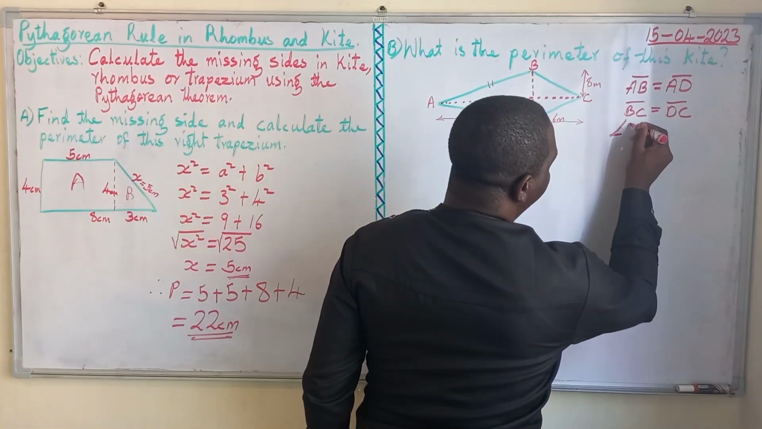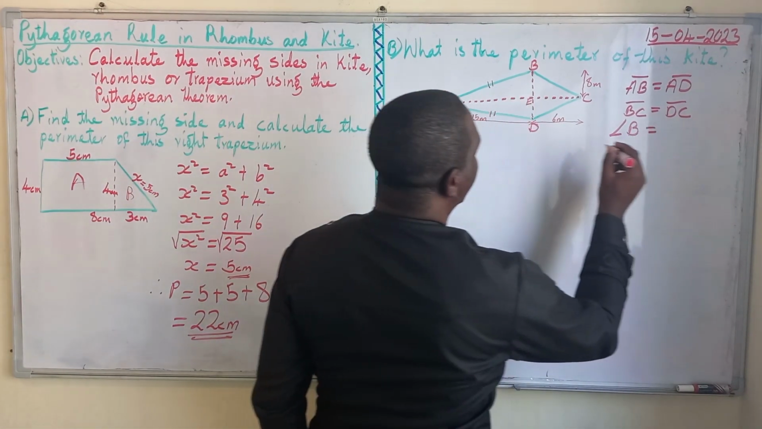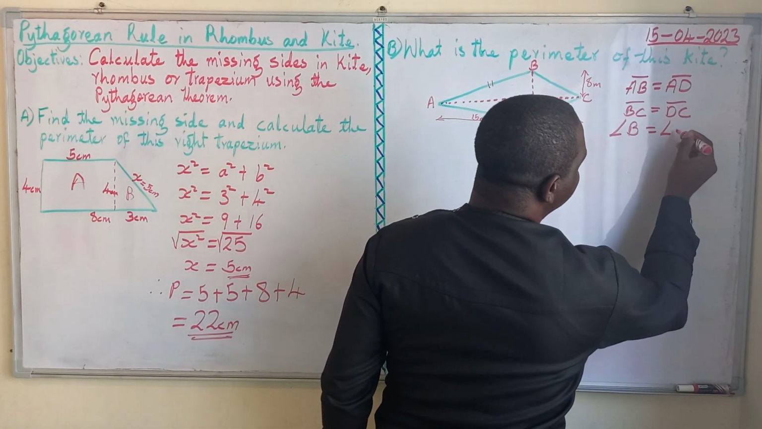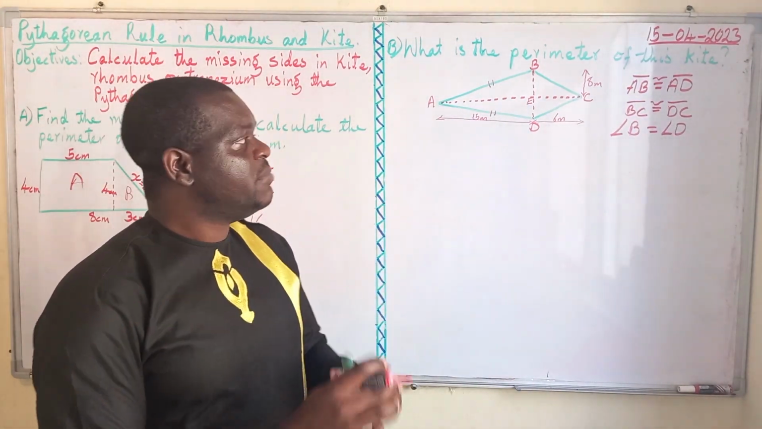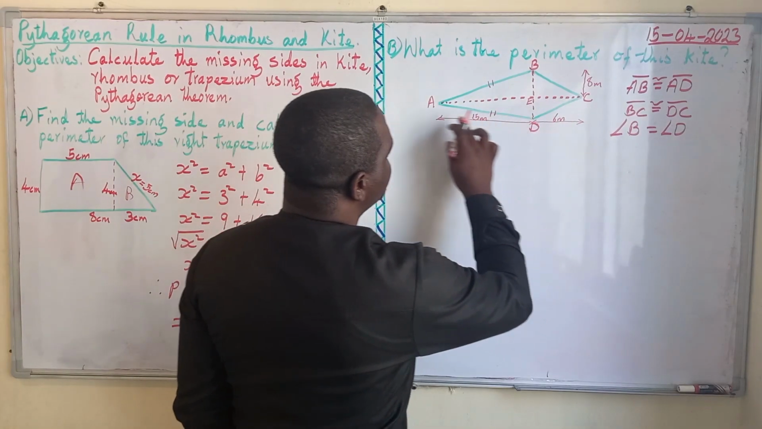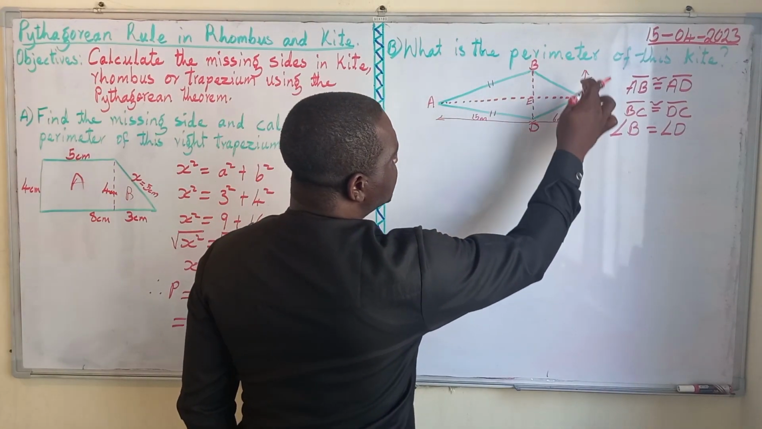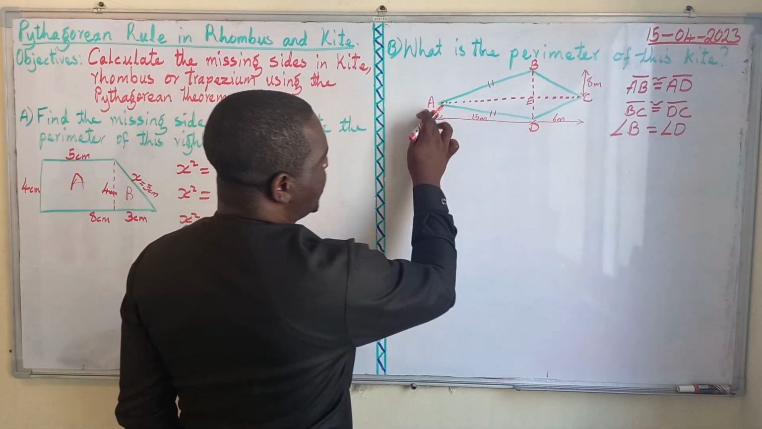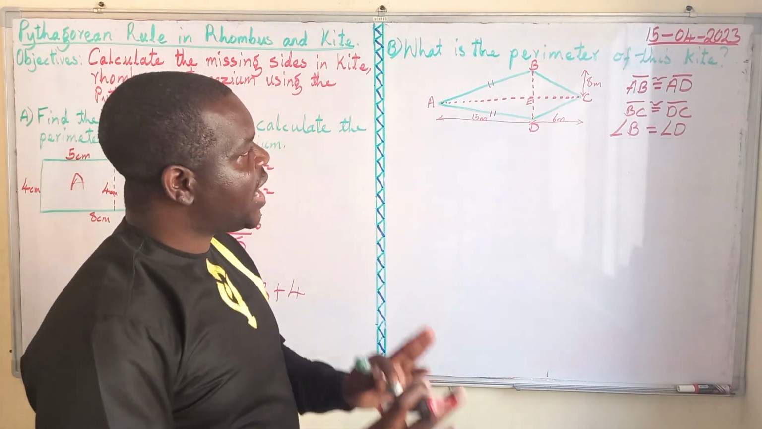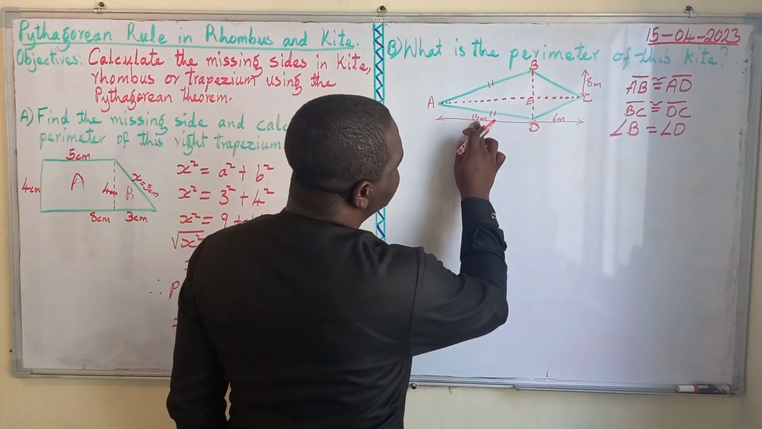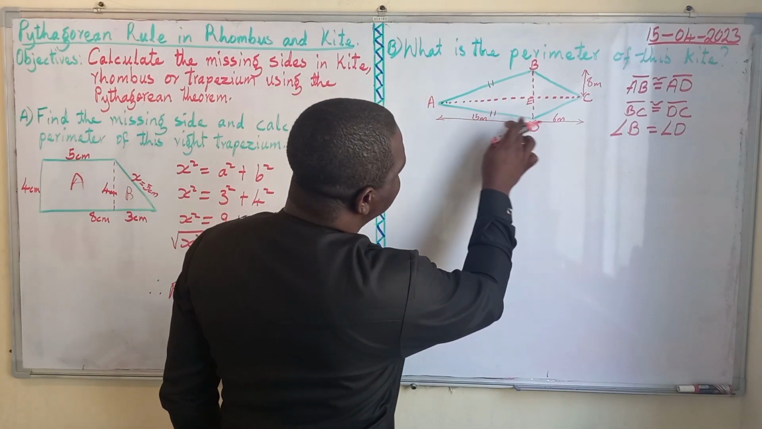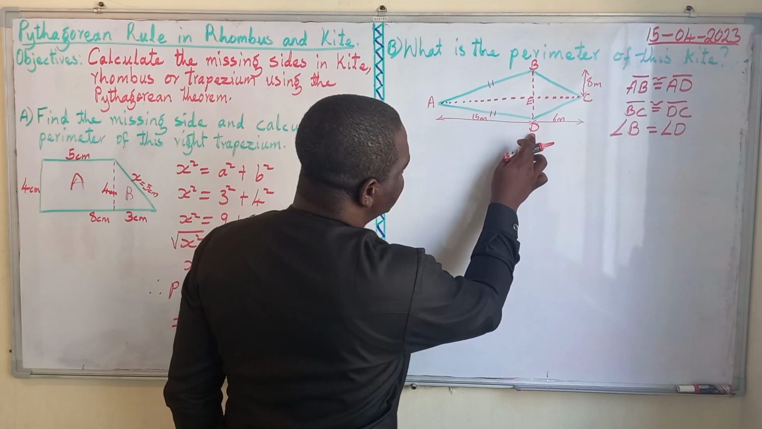The angle B is the same as the angle D. If this is established, let's talk about the perimeter. To calculate the perimeter, we must know the length of AB, BC, CD, and DA. This is what we have to use to calculate. Remember, the distance given here as 15 is not this line. It's not the line AD.